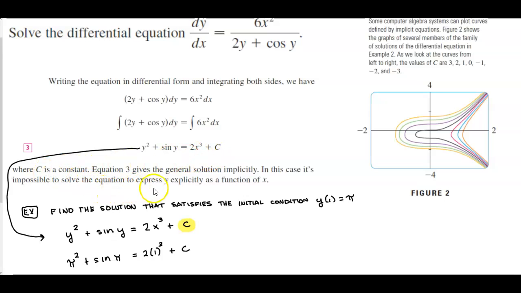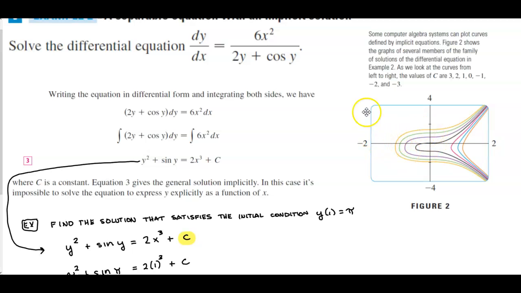Now, equation 3 gives the general solution implicitly, so in this case, it's impossible to solve the equation to express y explicitly as a function of x. If you take a look to the right, it says some computer algebra systems can plot curves defined by implicit equations. Figure 2 shows the graphs of several members of the family of solutions of the differential equation in example 2. As we look at the curves from left to right, the values of c are 3, 2, 1, 0, -1, -2, and -3.